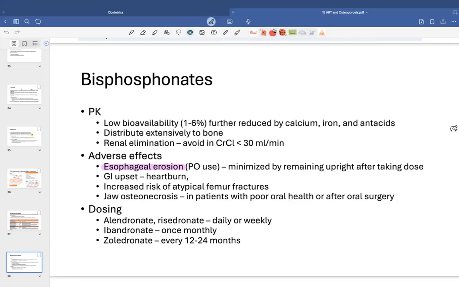Other side effects include GI upset and heartburn. You can also see some bone effects, in terms of increased risk of certain femoral fractures. And then an effect which is fairly rare but can be problematic, called jaw osteonecrosis. If a patient is having oral surgery, or has had oral surgery, and they're on these drugs, they can develop some bone loss and bone disease in the jaw area.